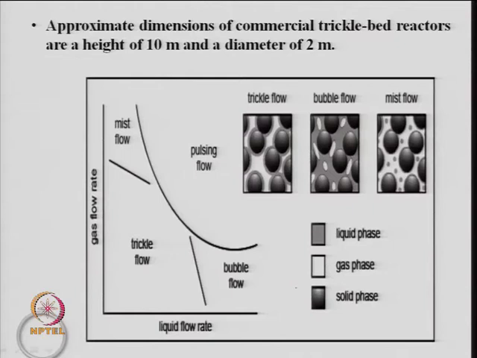I was saying that depending upon the gas flow rate and liquid flow rate, you can have a trickle flow, you can have a bubble flow, you can have a mist flow also. All these types of flow can be possible when you have a multi-phase reactor, which is something like a trickle bed reactor.